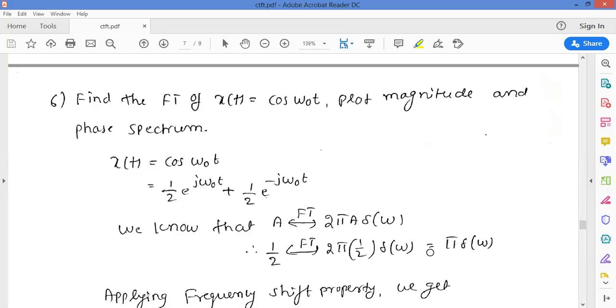See, is cos(ωt) a periodic signal or a non-periodic signal? Anybody? Cos is a periodic signal. But remember, we are able to find the Fourier transform of a periodic signal also by this indirect method. Generally, we should write the Fourier series equivalent of cos t. That we had done in the previous class.